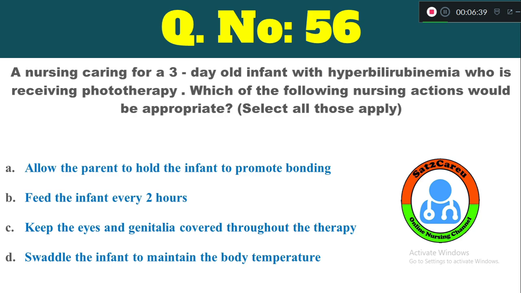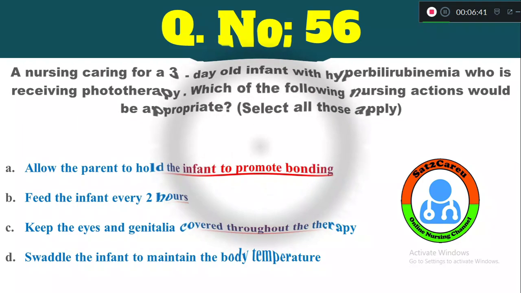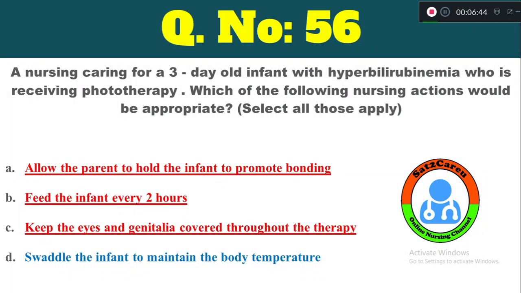The right answer, we have three right answers here. Allow the parent to hold the infant to promote bonding, and feeding should be done every 2 hours. Next, we need to cover the eyes and genitalia throughout the therapy or phototherapy sessions. So these three actions the nurse should do.